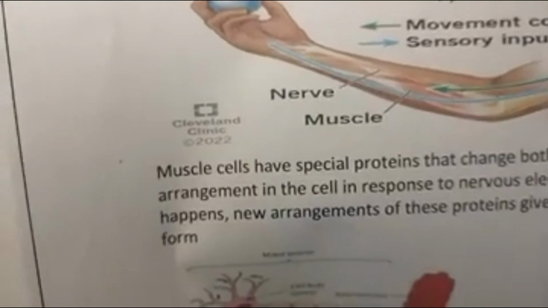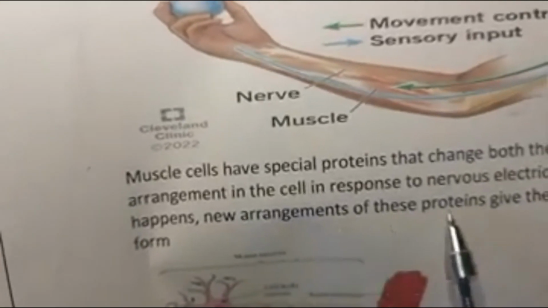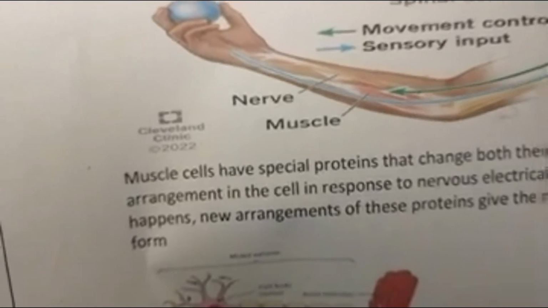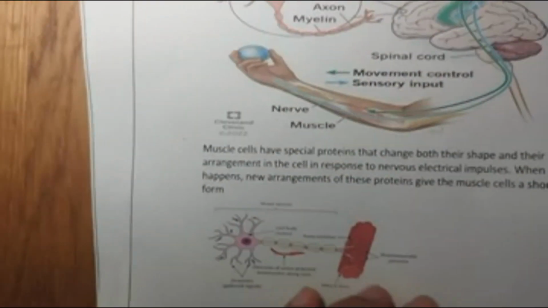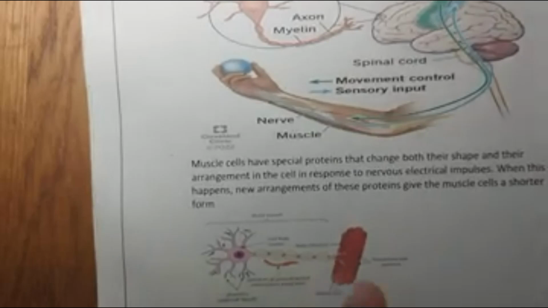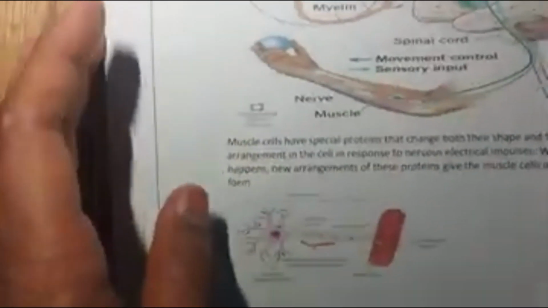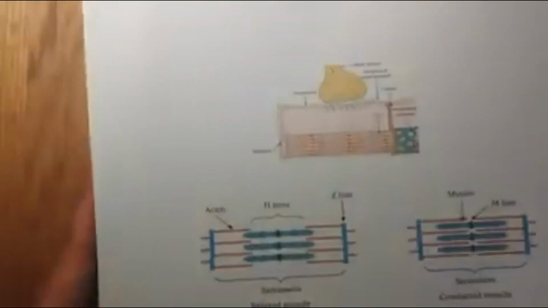This impulse then produces changes in the shape and arrangement of the special proteins in the muscle. When this happens, the new arrangement of these proteins gives muscle cells a shorter form. So muscles shorten after the nerve impulse comes, so they contract, and that's how they perform the action. I'll show you this in more detail here.